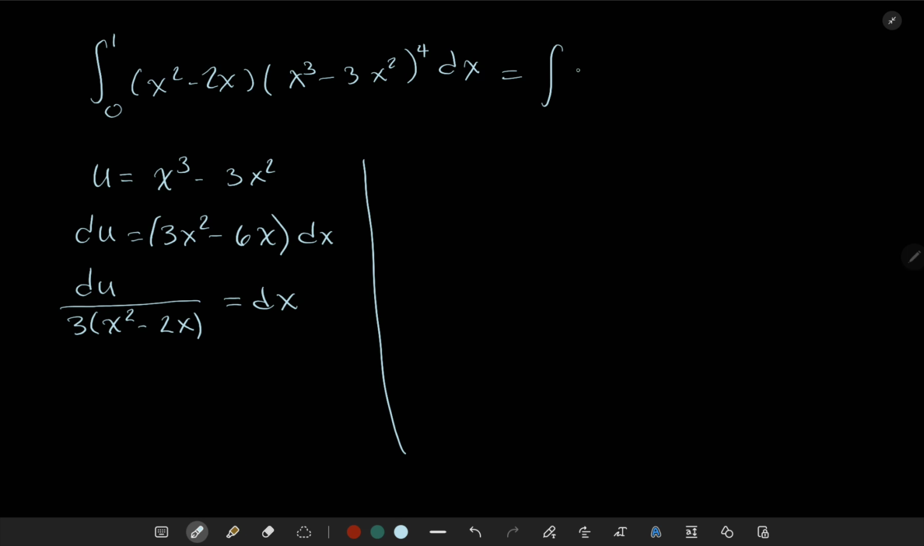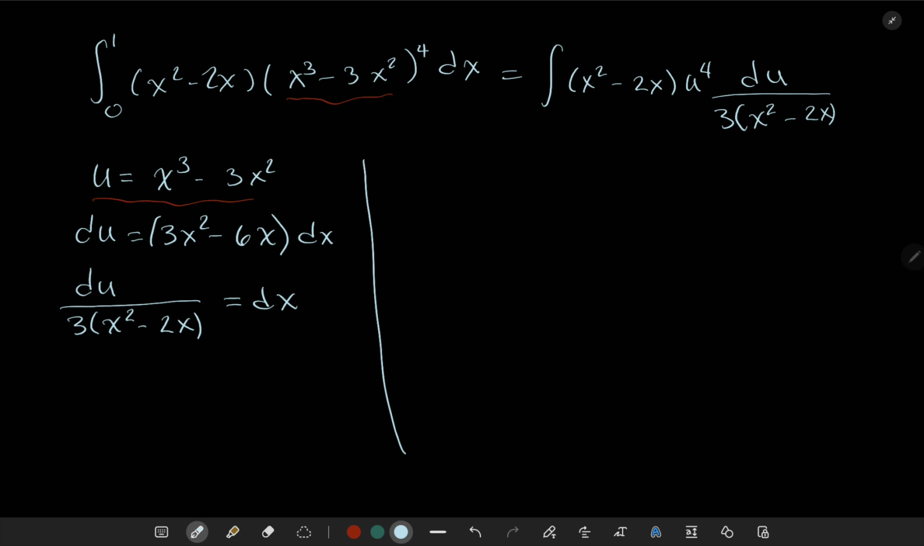And here I can write this x squared minus 2x. Now this right here is my u, so I'm just going to write it as u to the fourth. And now instead of dx, I'm going to write du all over 3 times x squared minus 2x, and as you can see, that's going to cancel.